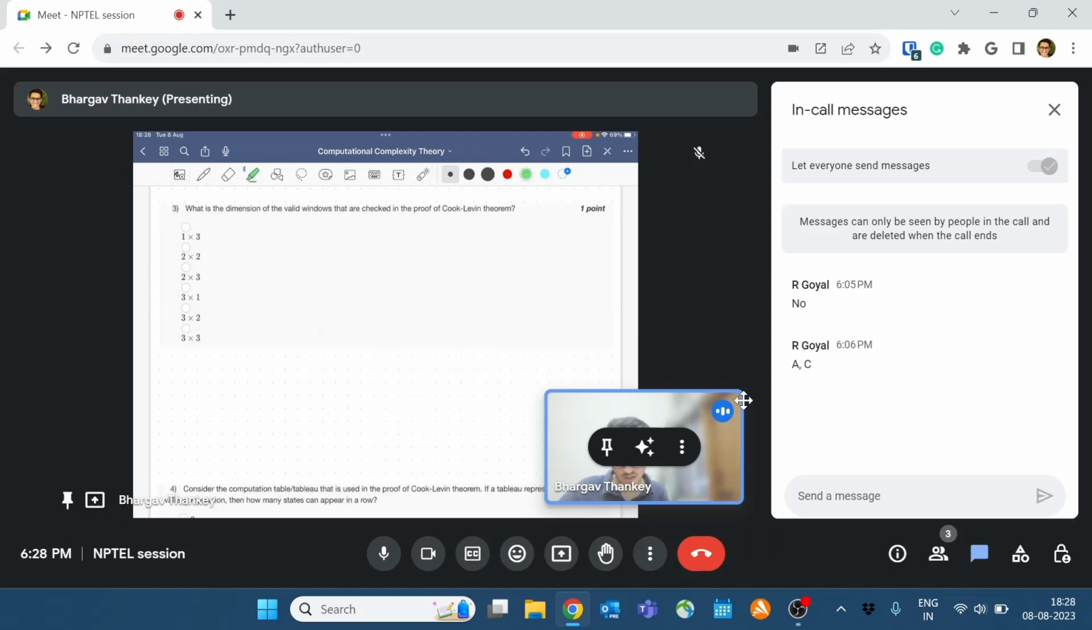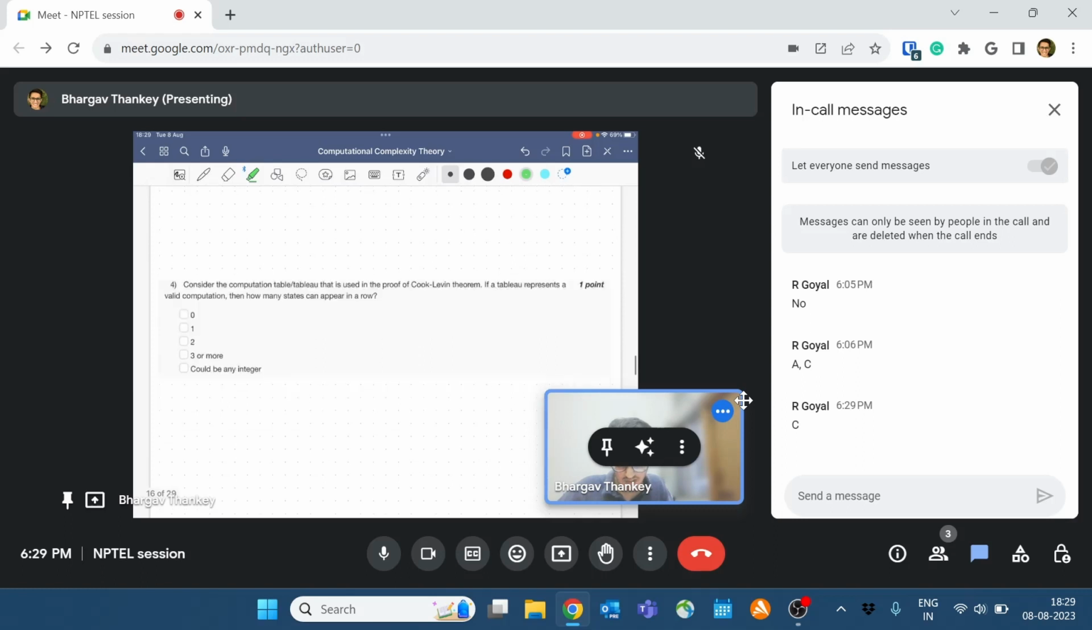The problem is, what is the dimension of the valid windows that are checked in the proof of the Cook-Levin theorem? The options are 1 cross 3, 2 cross 2, 2 cross 3, 3 cross 1, 3 cross 2, and 3 cross 3. So which of these is correct? C is correct, 2 cross 3 is correct.